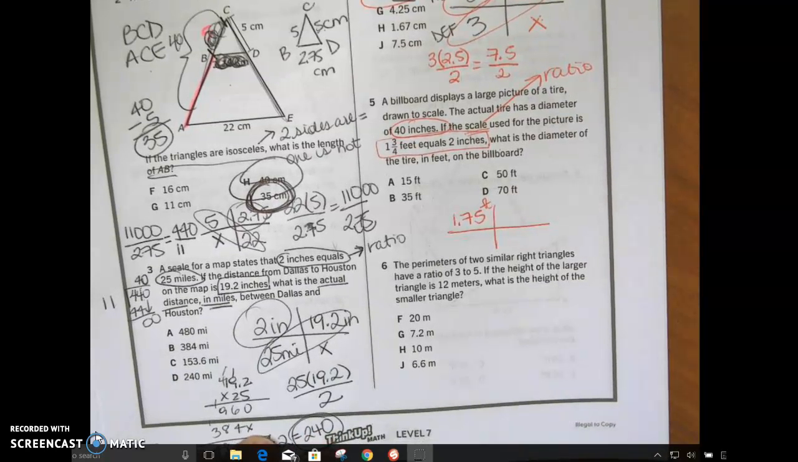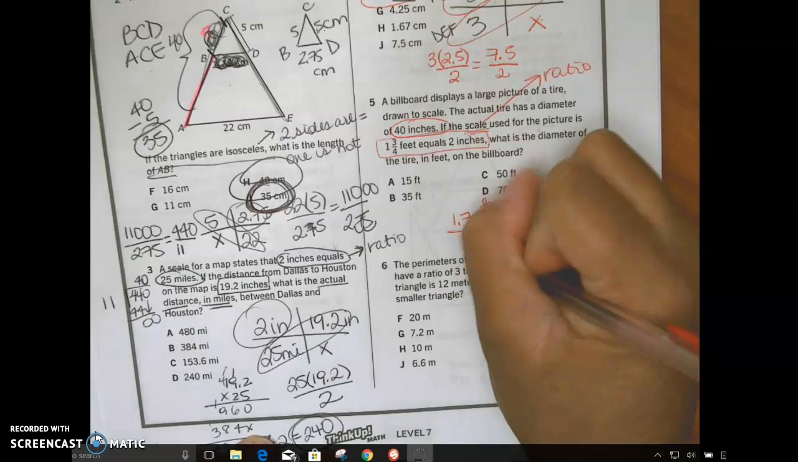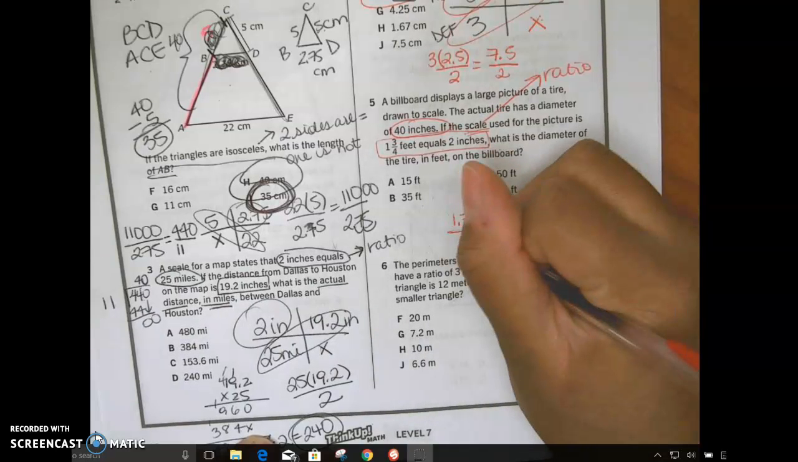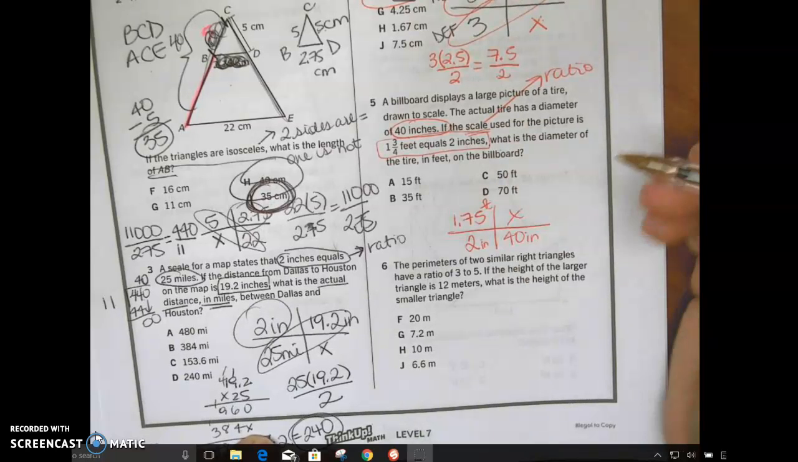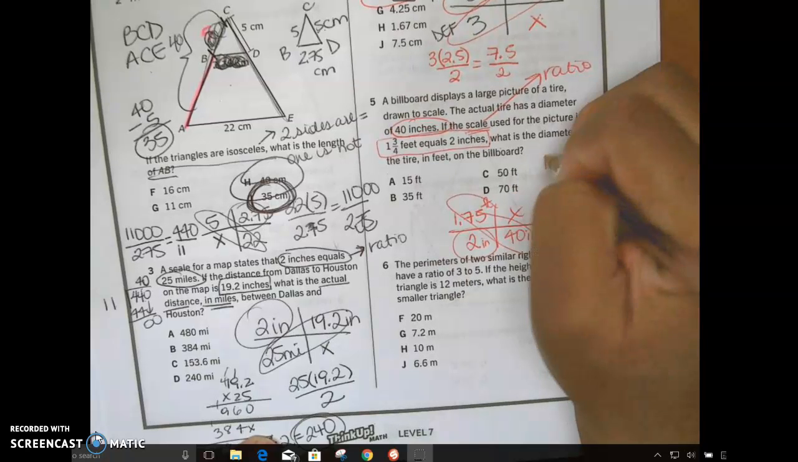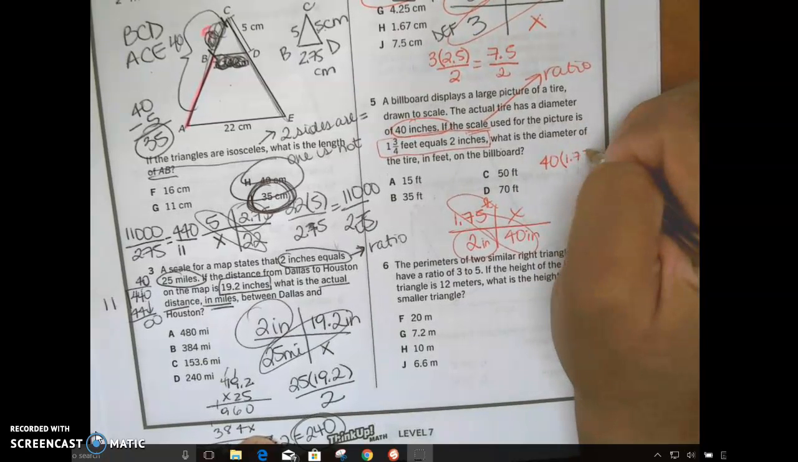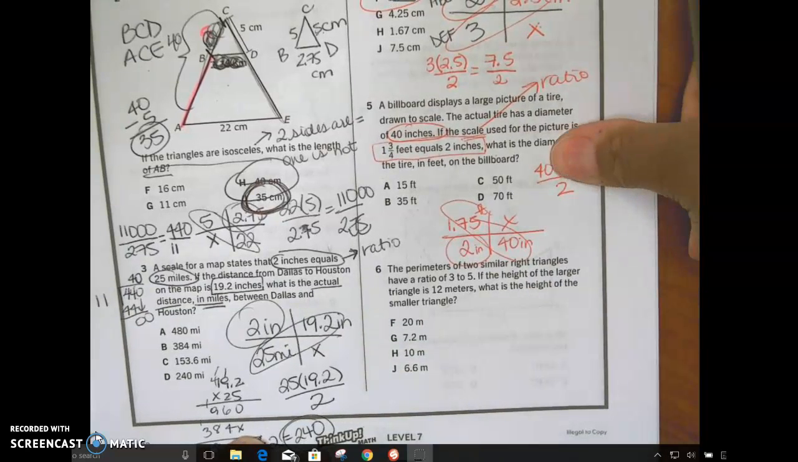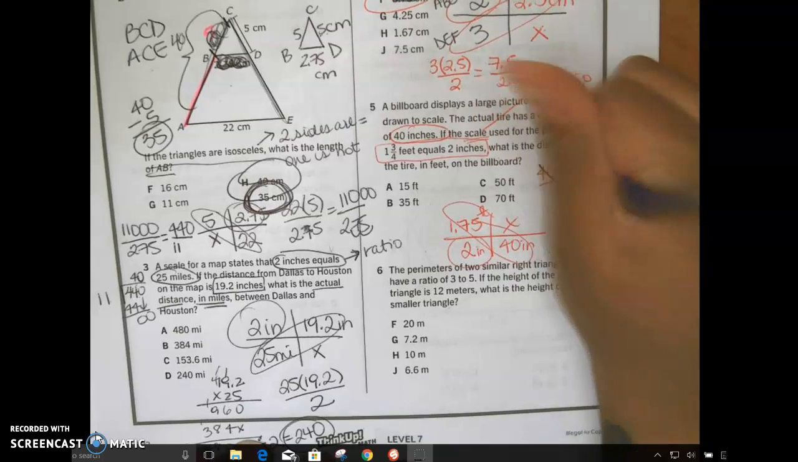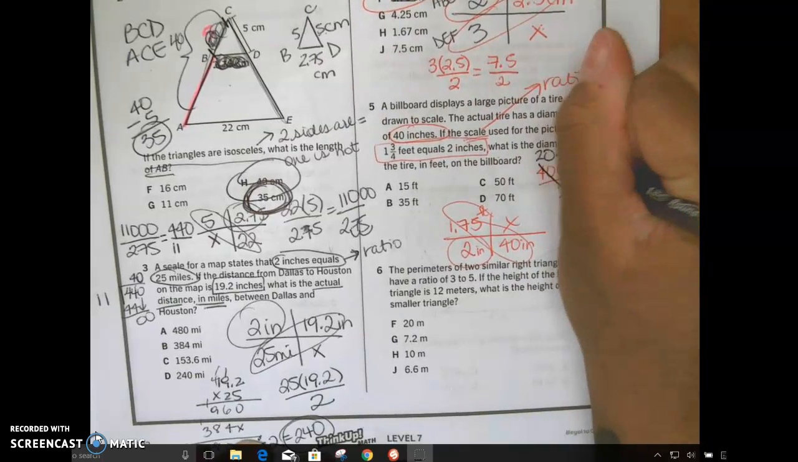What else? 2 where? At the bottom. And then the 40 is next to 2 and X. What do I do? What can I do before I multiply? Simplify. Very good. What am I simplifying? No, that's making it more complicated if I turn it back to a fraction. 40 and what do I get? 20. So cross this out and write 20 times 1.75.